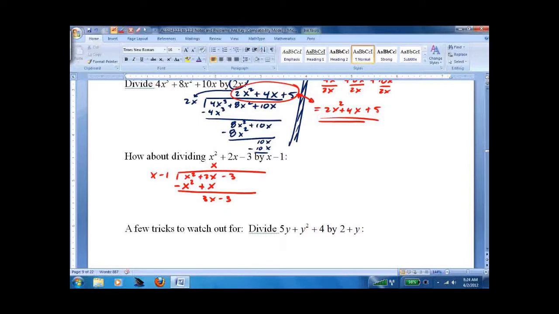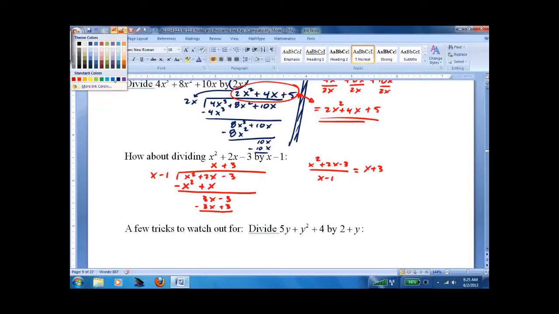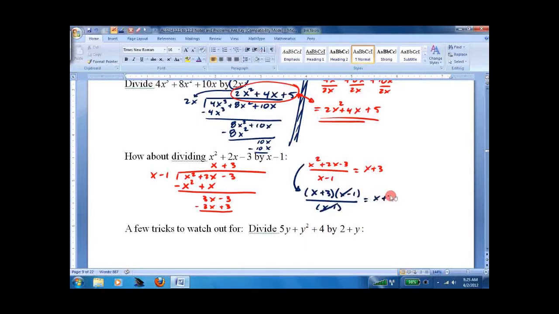3x minus 3. What times x is 3x? Positive 3. 3x minus 3. Change the signs. Beautiful. No remainder. So, x squared plus 2x minus 3 over x minus 1 equals x plus 3. If you're smart, you noticed that, like we did last unit, this factors. We're left with x plus 3.